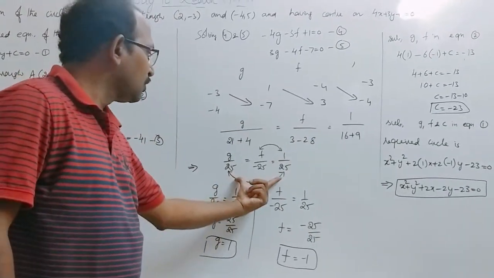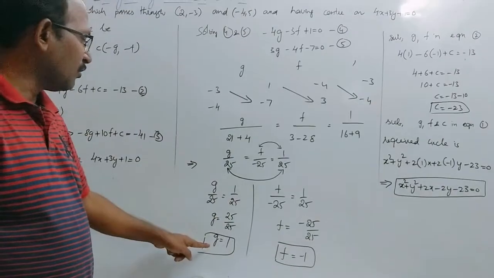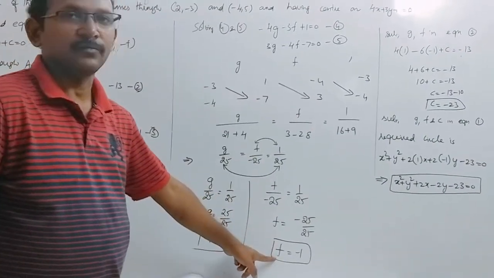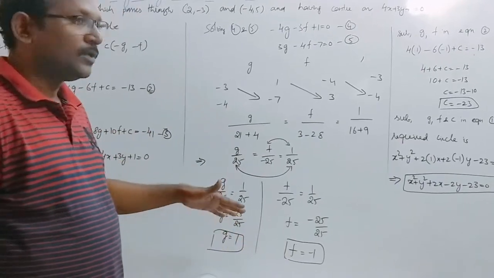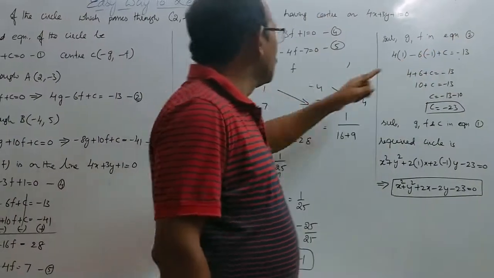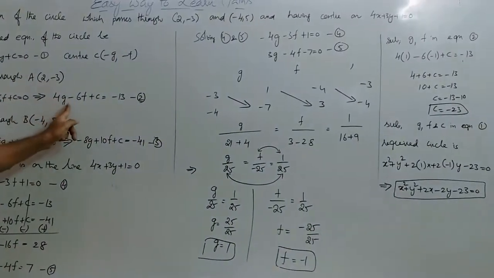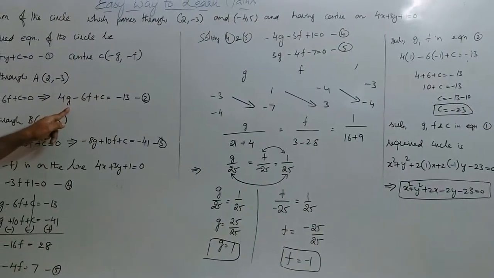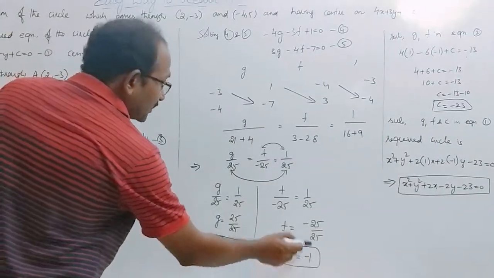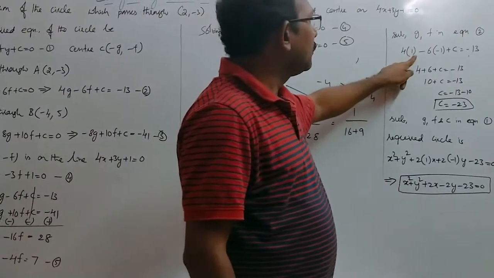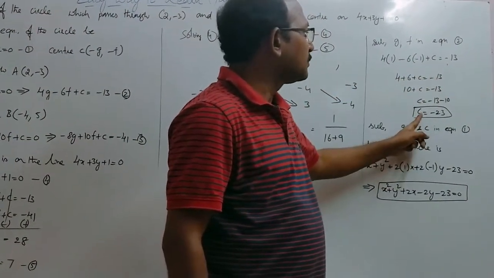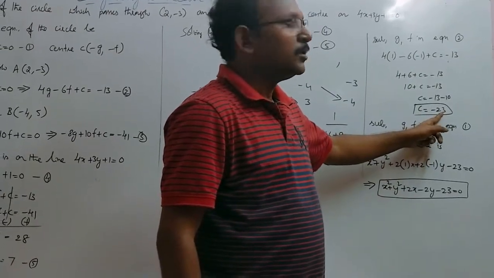Then by using these two equations we will get the value of g, and by using these two equations we will get the value of f. So again, to get the value of c, substituting these two values in equation 2. Therefore 4g, in place of g we substitute 1, minus 6 into f, in place of f we substitute minus 1. Therefore 4 into 1 minus 6 into minus 1 plus c is equal to minus 13. So the c value becomes minus 23.